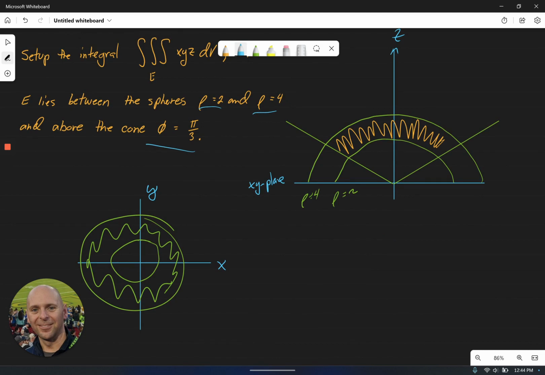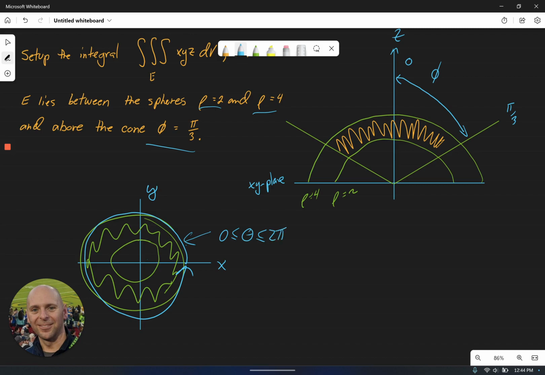Alright, I think from here we can figure out how to set up our limits. This was pi over 3. So we can see that phi is going to come down. In order to fill up our volume, phi is going to come down from the z-axis everywhere between 0 and pi over 3. Here's our phi. Theta we can grab from over here. We're going to go all the way around. So 0 less than theta less than 2 pi to make sure we get all the way around.